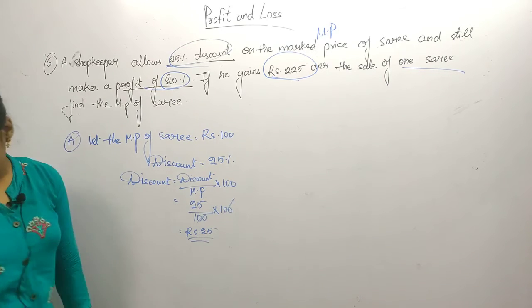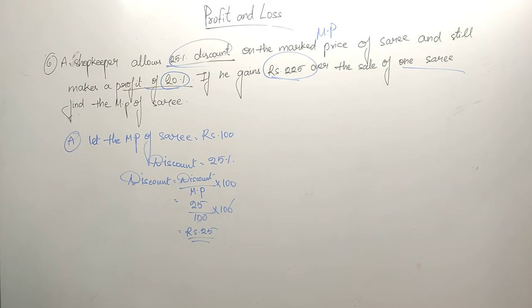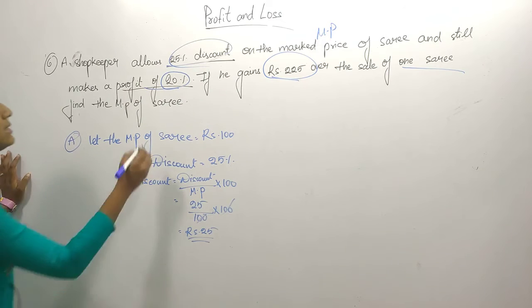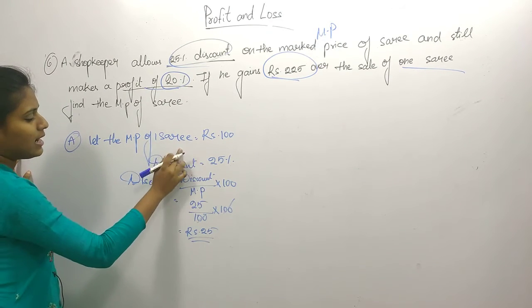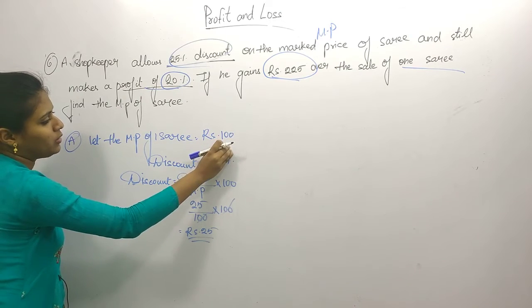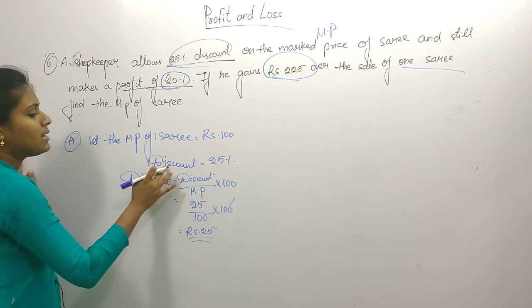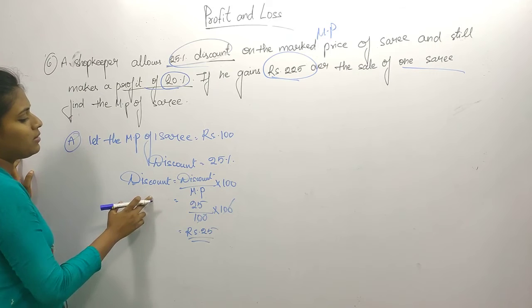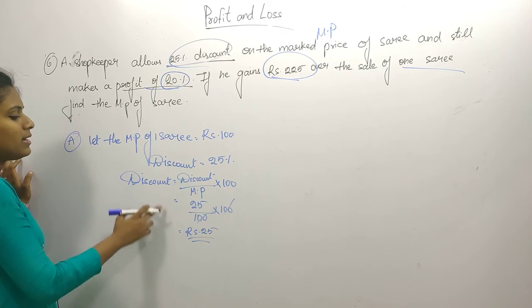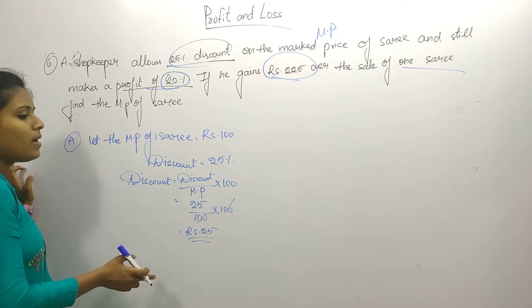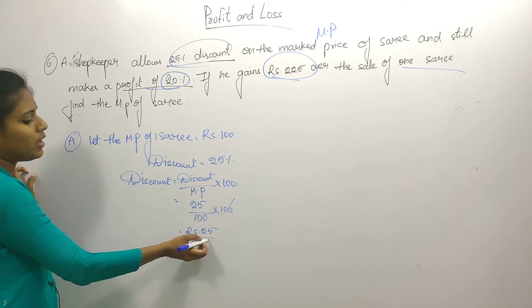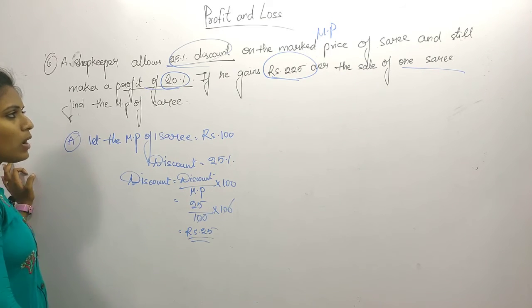Market price of one saree, how much did you get? Let the market price of one saree be, how much did we take here? Rupees 100 we thought. Discount is given. Then what is the discount formula? Discount by market price into 100. By solving it, what answer did we get? Rupees 25.